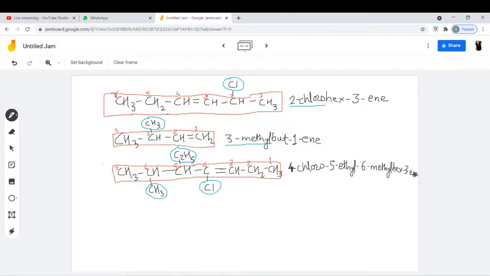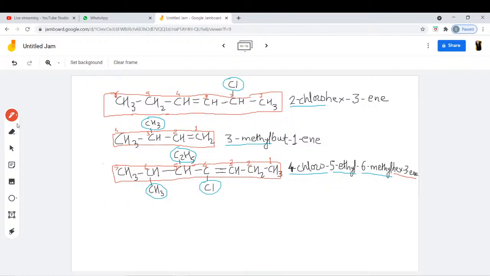Are you getting it here? Hex 3 ene. Looking here, 4 chloro, then 5 ethyl, then 6 methyl, C, then D, then E, then M. And this is the parent chain, the long carbon chain, so this is the hex 3 ene, easy.